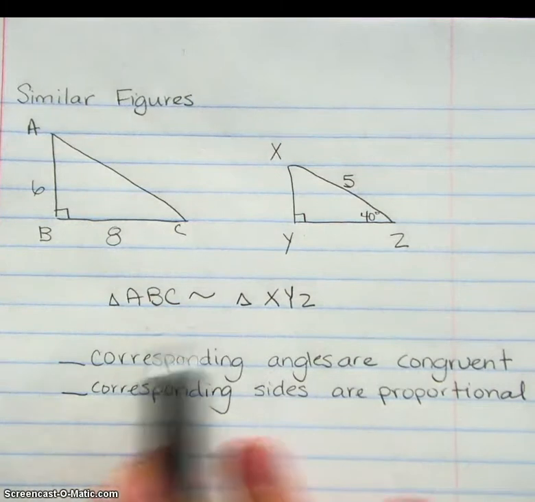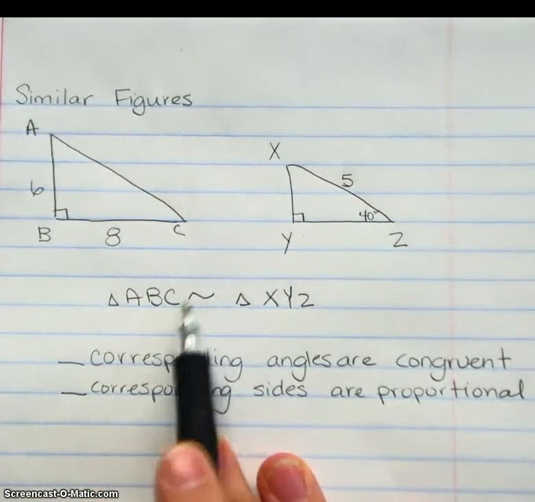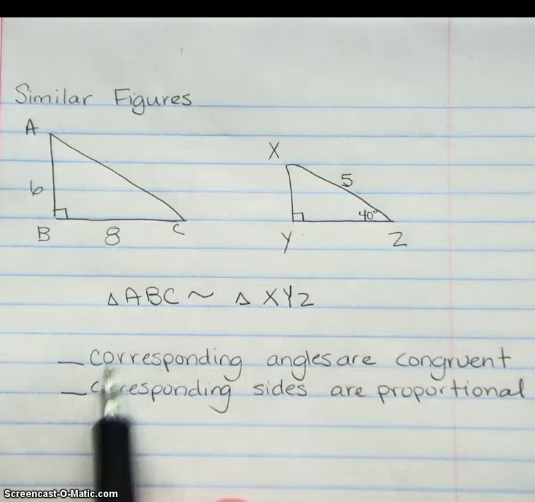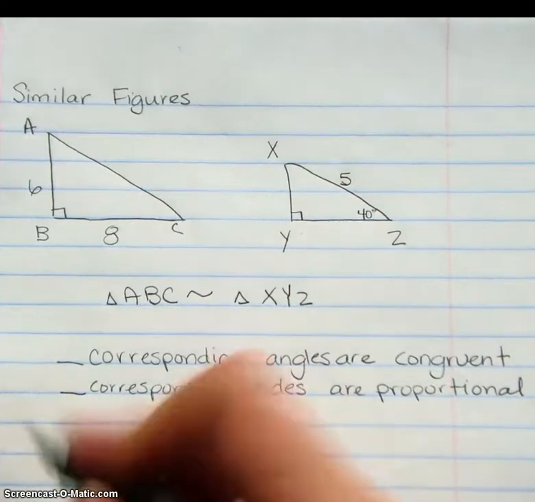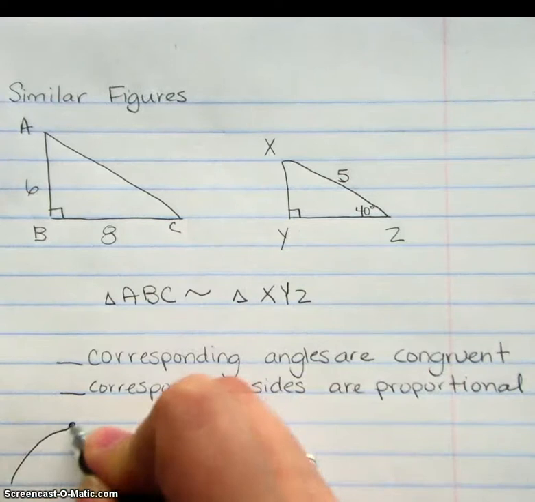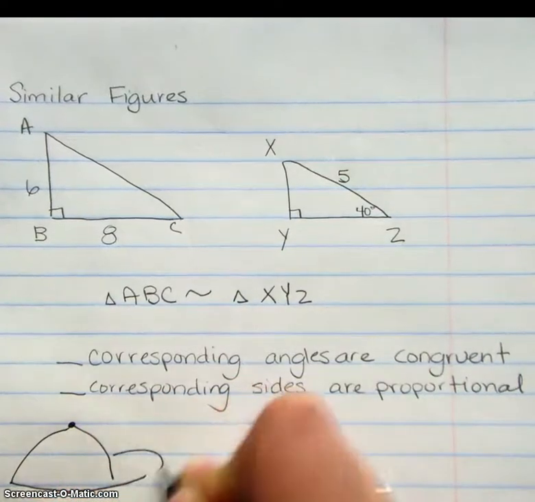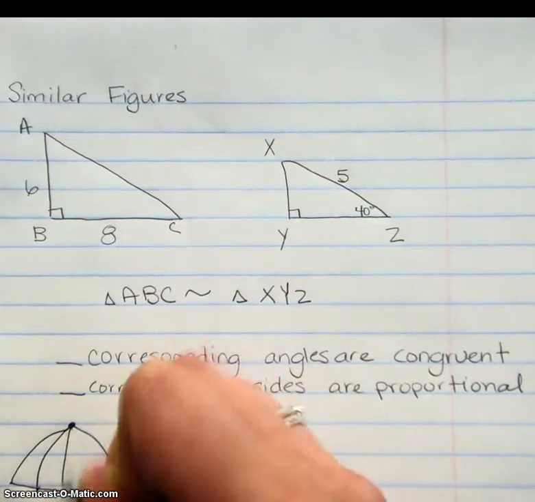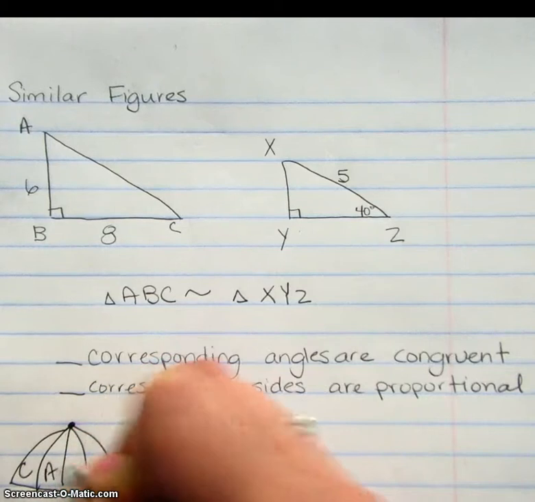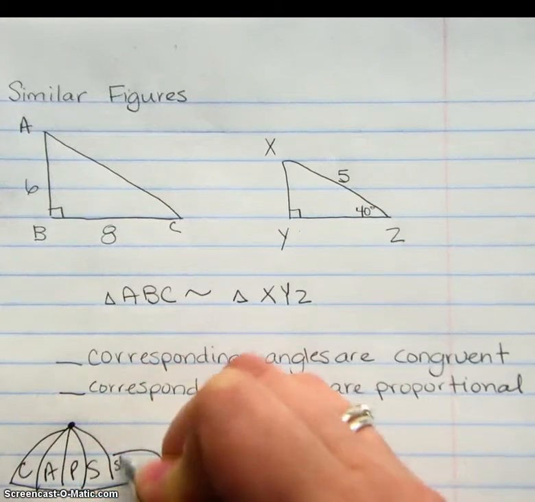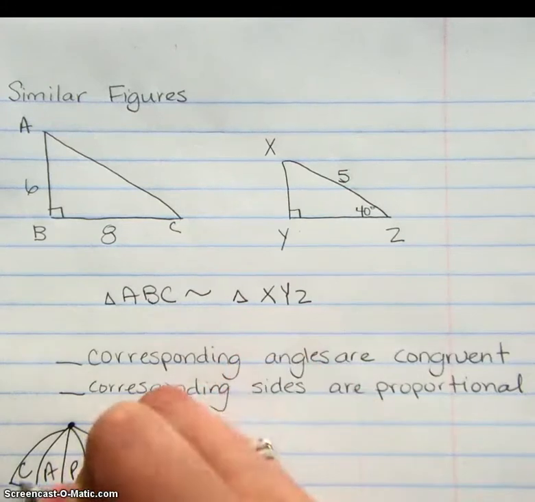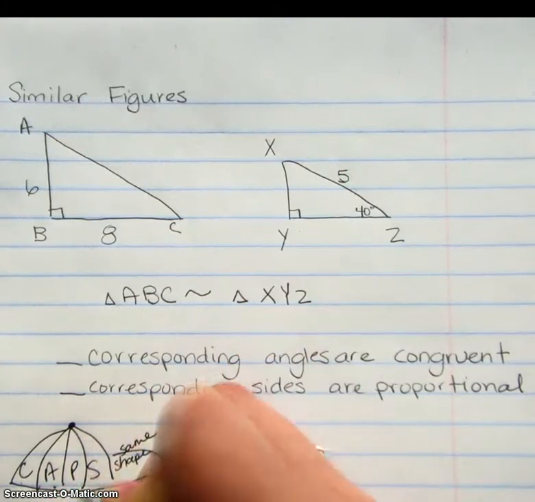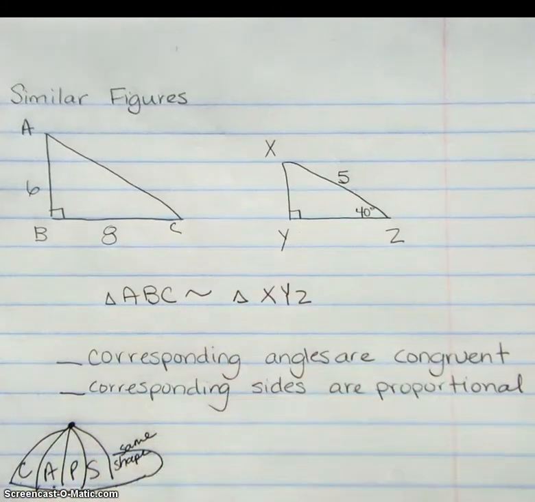So since this statement already tells me that these two figures are similar, I know automatically that corresponding angles have to be congruent and corresponding sides have to be proportional. And if you remember from class, we have our little CAPS. We know that our figures have to be the same shape, and then corresponding angles, proportional sides is how we remember that. So corresponding angles, proportional sides.